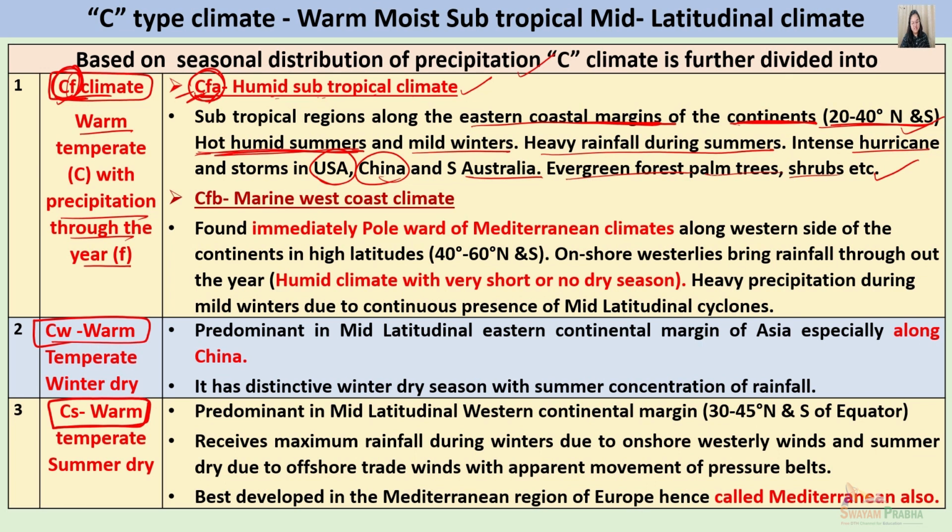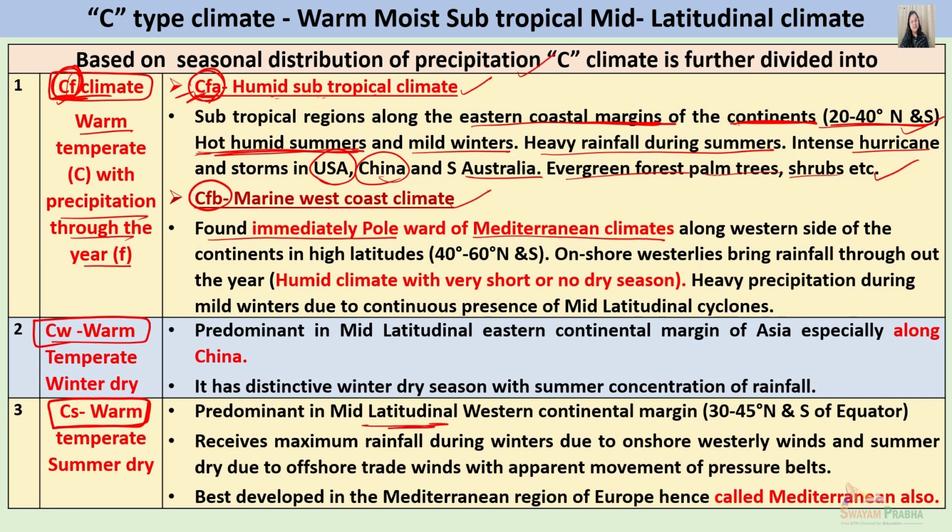Another variant of CF type of climate which is found along the western margins is CFB. So it is the marine west coast climate. It is found immediately poleward of the Mediterranean type of climate. We will see what the Mediterranean type of climate is later on.